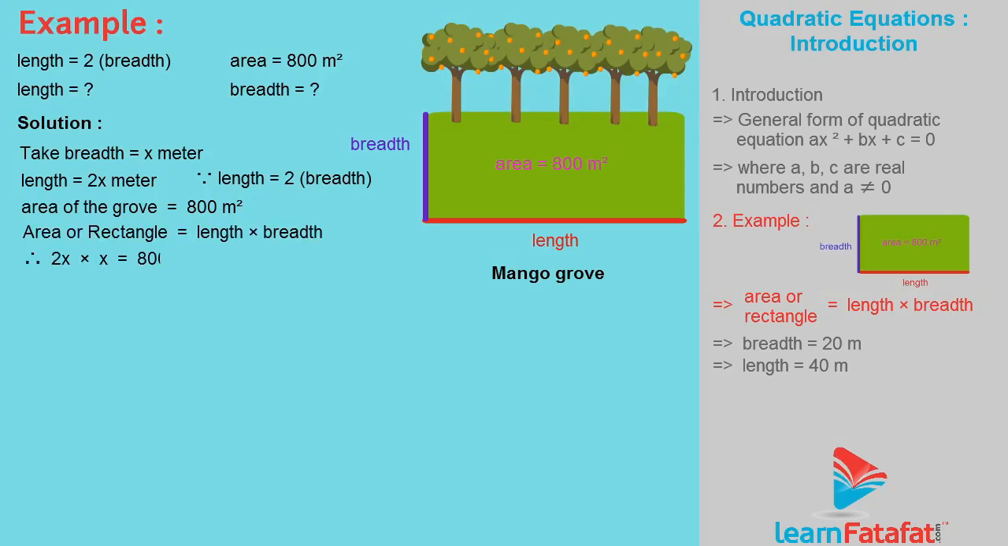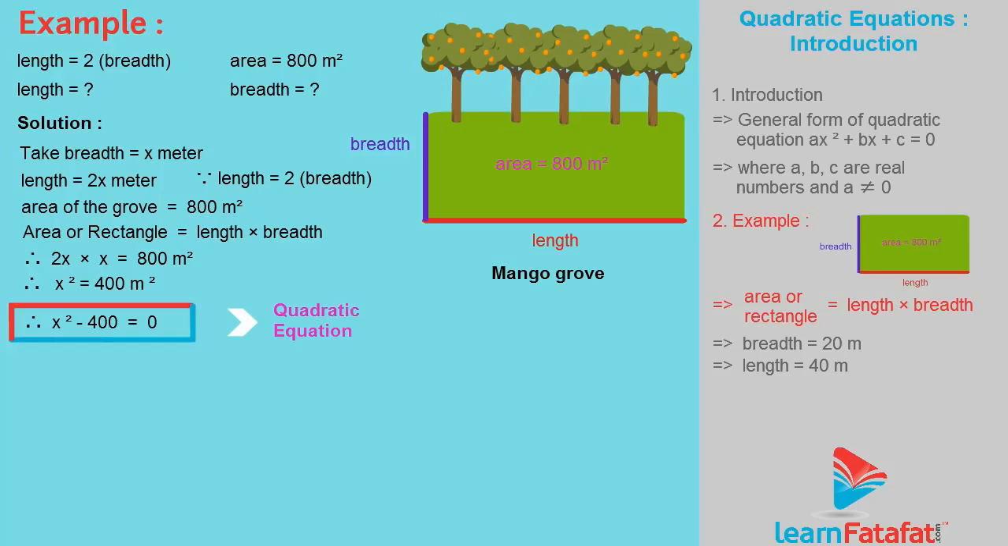Therefore, 2x into x is equal to 800 meters square. Therefore, x² = 400 meters square. Therefore, x² - 400 = 0. This is the mathematical representation of the problem, that is a quadratic equation.